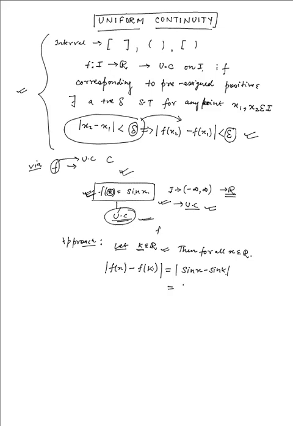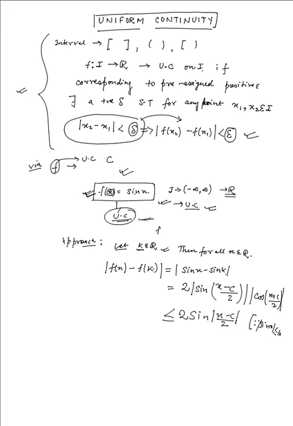We know the formula of sin x minus sin c, which equals 2 sin((x minus c)/2) cos((x plus c)/2), right? So this is less than 2 sin((x minus c)/2), right? Since the modulus of sin x is less than or equal to the modulus of x for all x belonging to the reals, we can know that because this is the basic concept of the class 12 level, right?